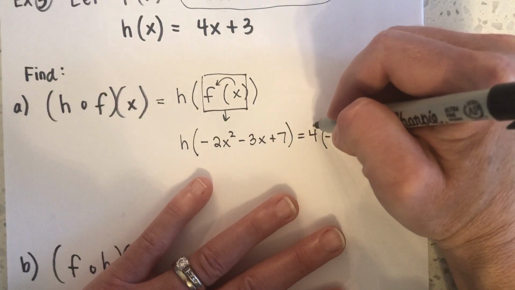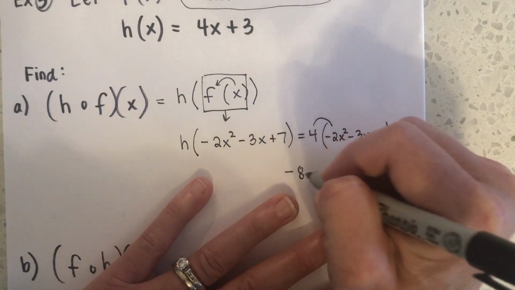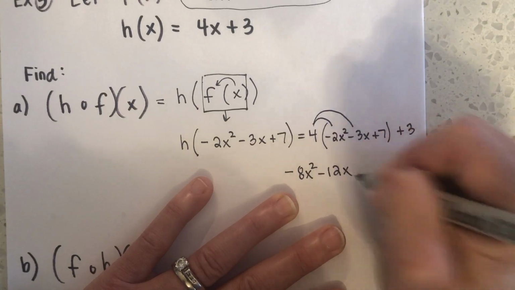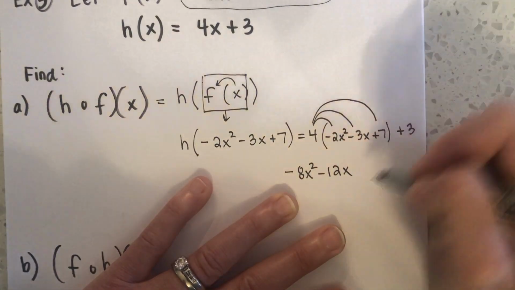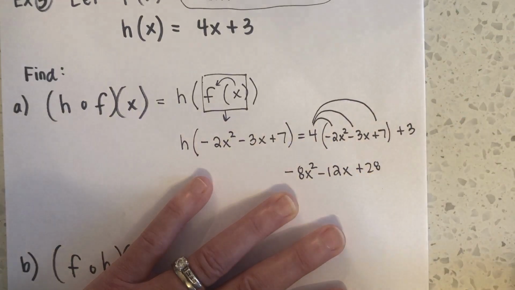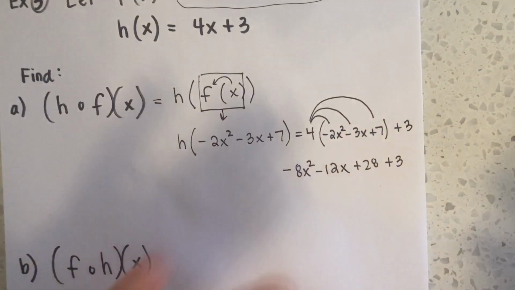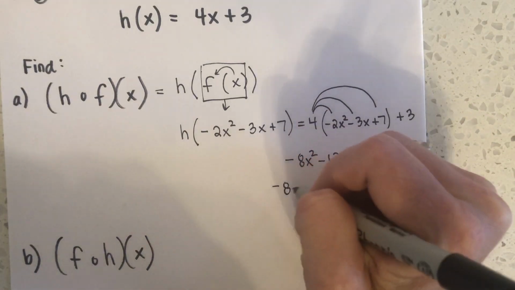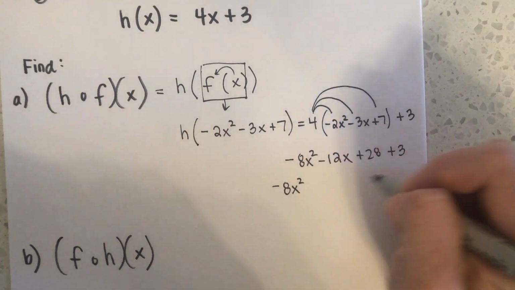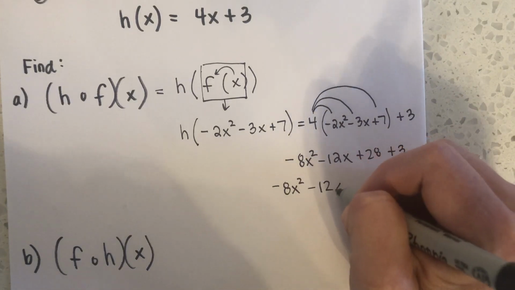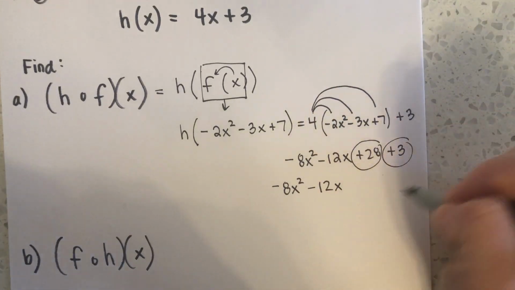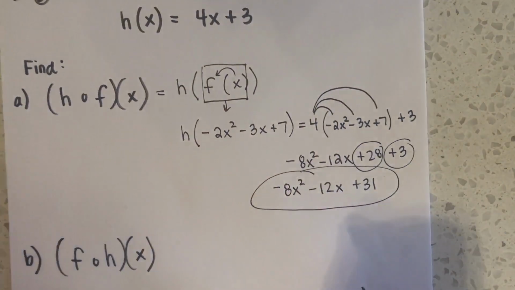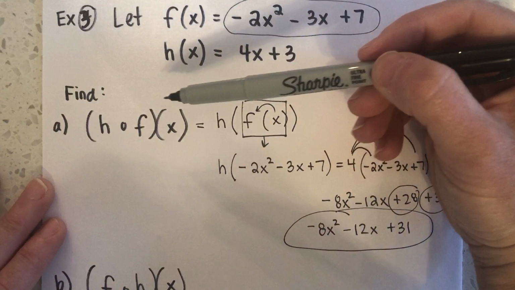So let's distribute our 4. So that's going to be negative 8x squared minus 12x plus 28, and then bring down the plus 3. And then you look to combine any like terms. Well, I have no other x squared, so that's going to be negative 8x squared minus 12x's. There's no other x's. And then 28 plus 3 is 31. And now that is your new expression for what you get when you find h of f of x.